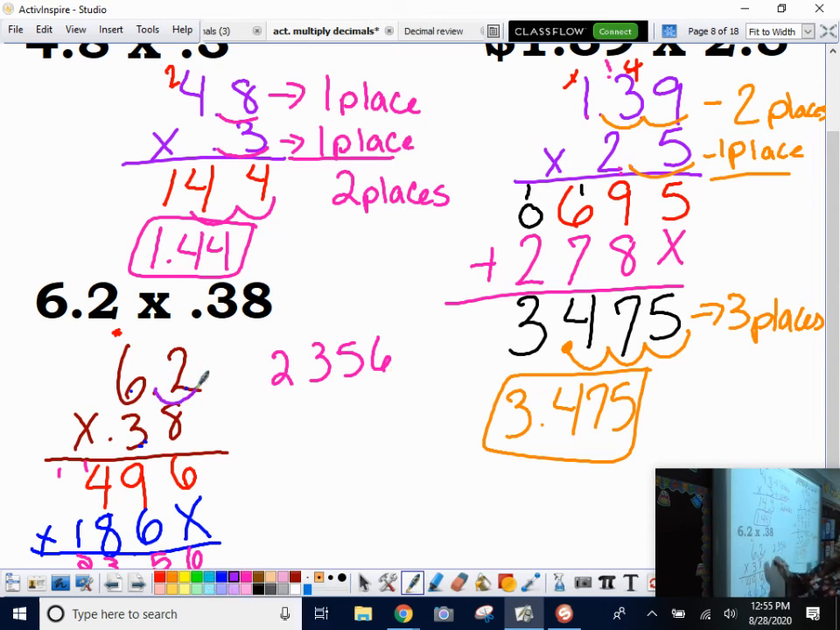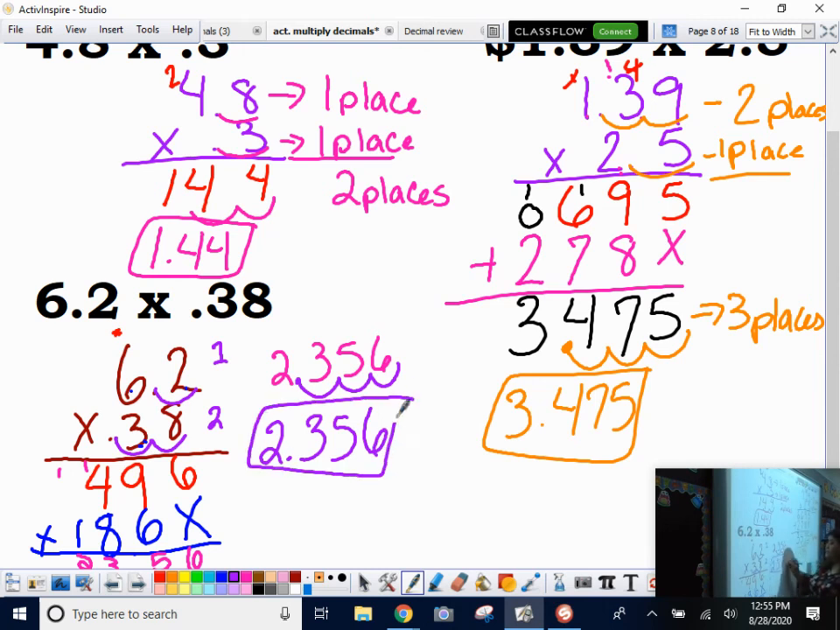Okay, let's check our place values here. I have 1 place value here, and I have 1, 2 place values there. So 2 plus 1 means I need to move 3 places. From the back, you should have gone 1, 2, 3. So 2 and 356 thousandths. Put in your answer. Okay? Check yours. If you made a mistake, let's kind of see where you went wrong.